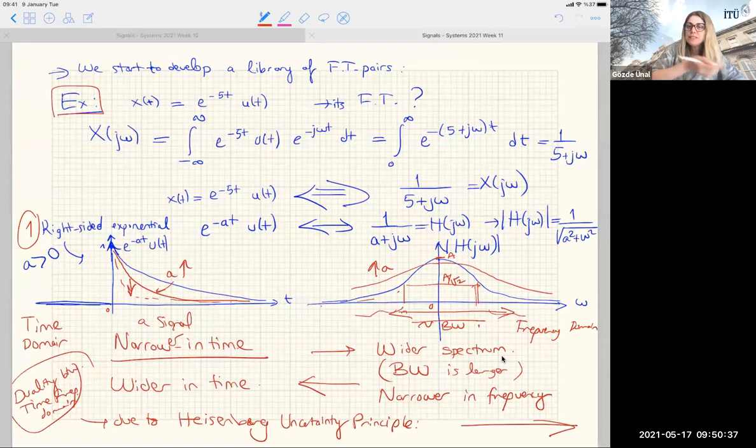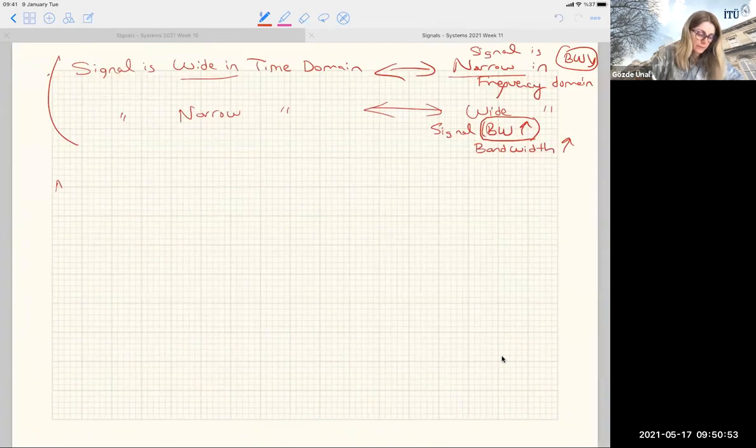So let's continue now by building our library. This was actually the first example we did, a right-sided exponential. Remember, for a left-sided exponential, let me note this for you, guys. This is an exercise for you: show for a left-sided exponential signal.